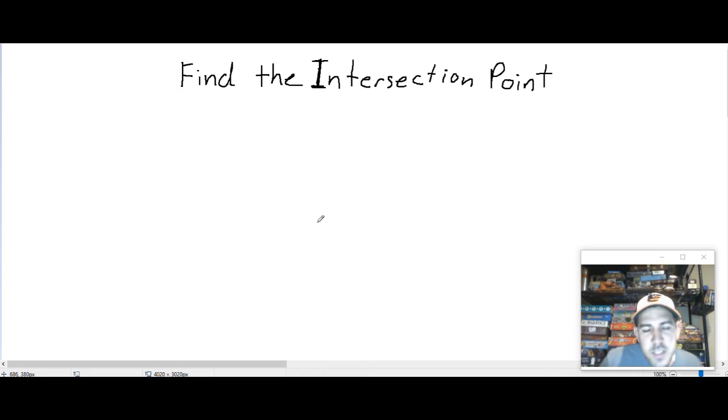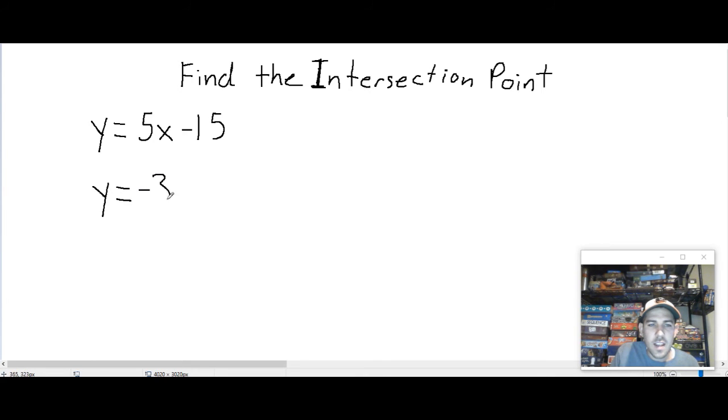Hey class, it's Mr. Bigsby with a hat, and I've got a challenge question for you. I'm going to give you a system of equations, and I want you to figure out when they will intersect. The first equation is going to be y equals 5x minus 15. And the second equation in this system is going to be y equals negative 3x plus 57.